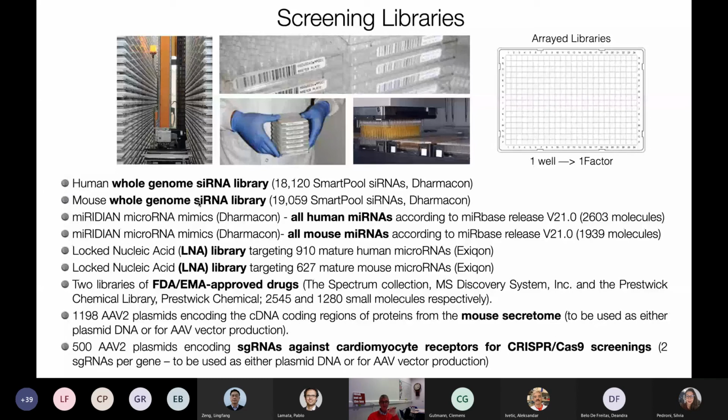Then we have a whole genome library for mouse, and we have a library of microRNA mimics for mouse and one for humans. We have a library of antisense oligonucleotides with LNA modification to increase stability against microRNAs for human and mouse.